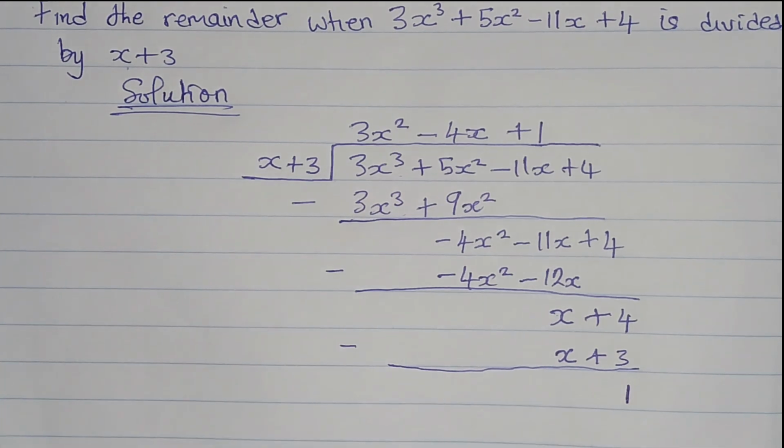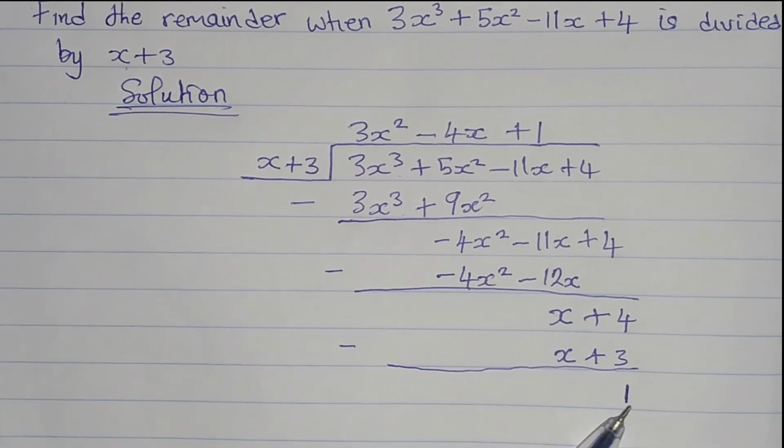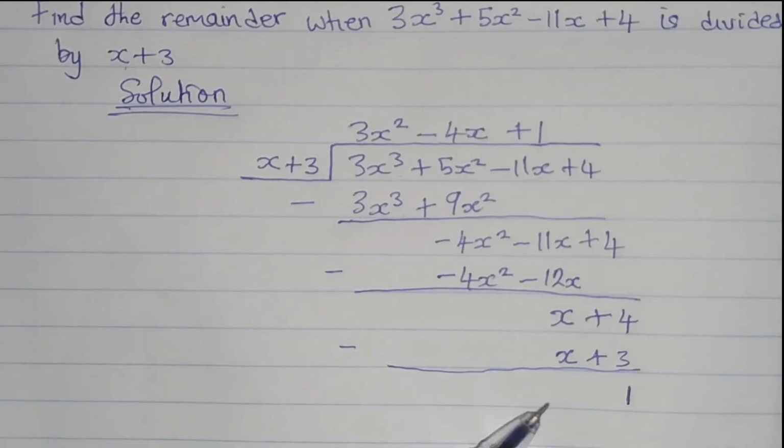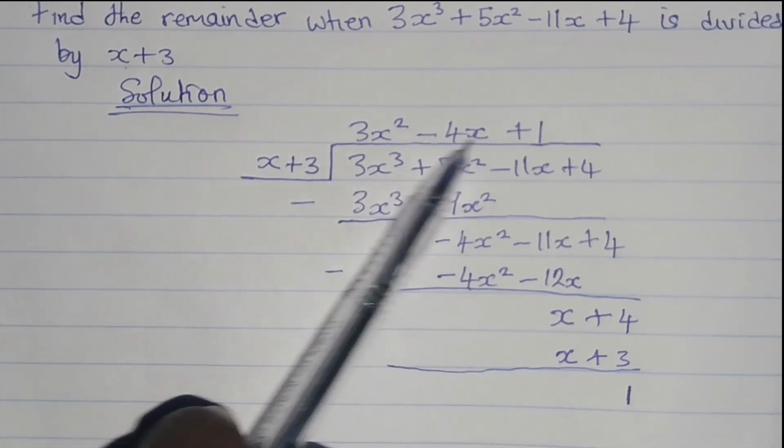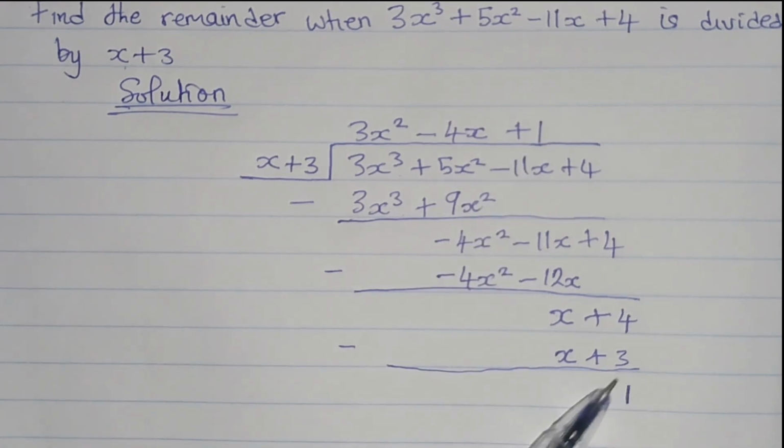At this point, there's no x here. Remember, x is supposed to divide the largest power of x, but at this point, this is just a constant 1, no x. So that brings us to the end of the division process. And what we have here is the quotient, and what we have here is the remainder.